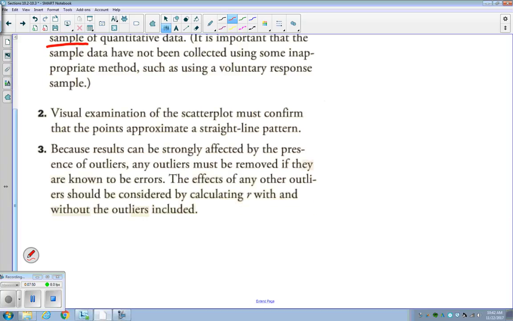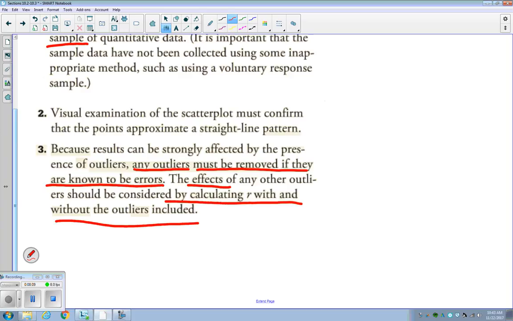I have to watch out for those outliers. I have to be aware of those outliers, and any must be removed if they are known to be errors, or the effects of the outliers should be recalculated without the outliers included. So if I suspect an outlier and I get rid of that outlier in my data, then I rerun it and R is strong, that indicates that's going to be an outlier. Okay?